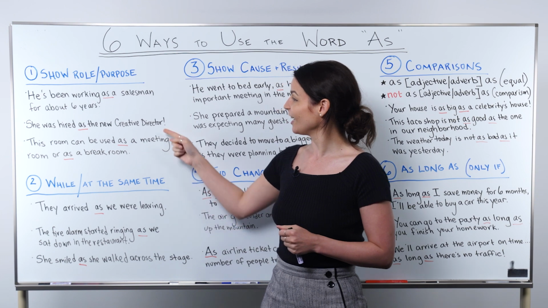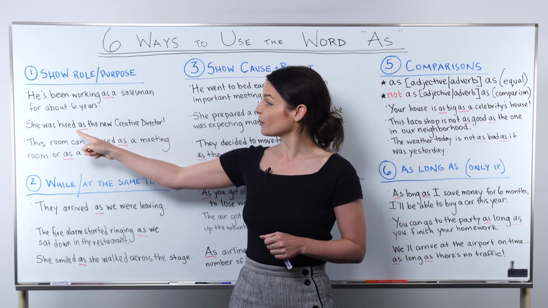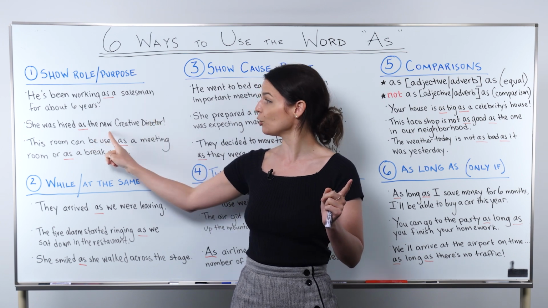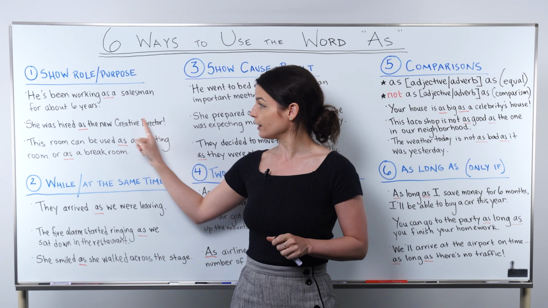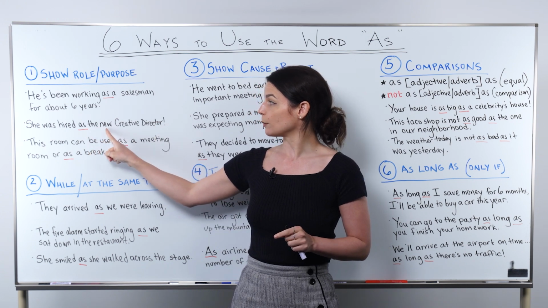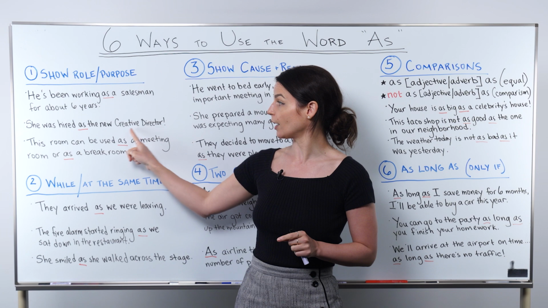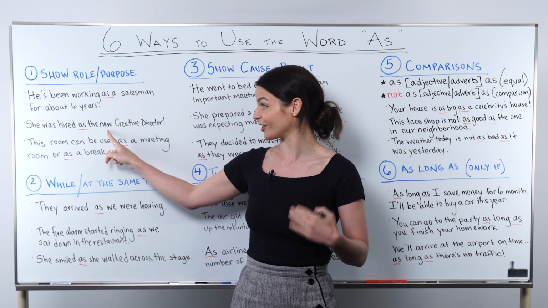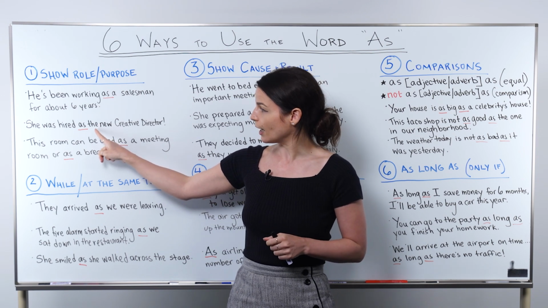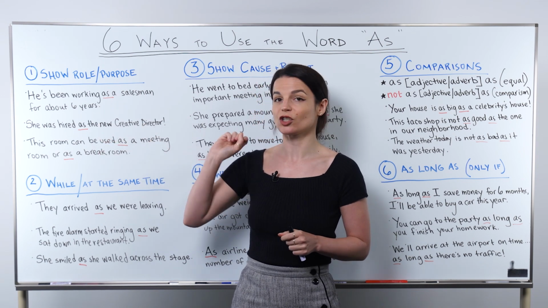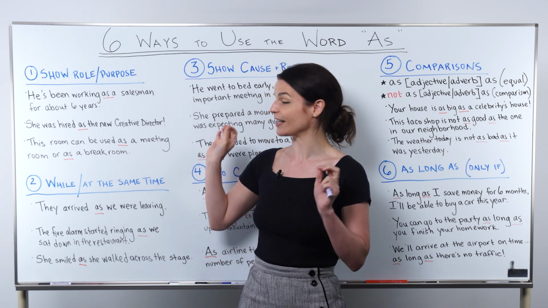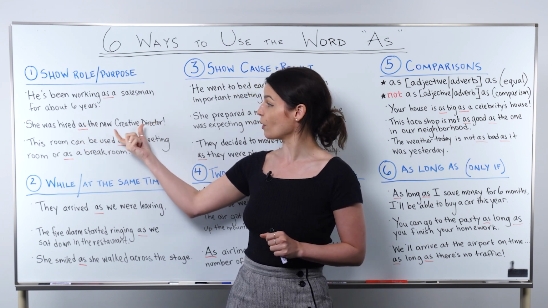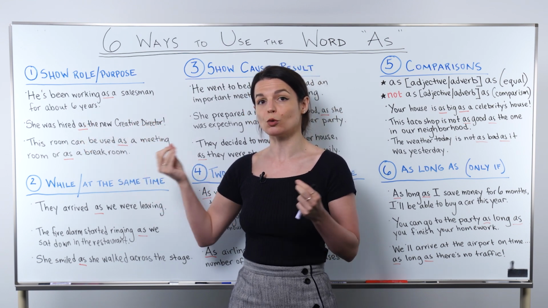We do the same thing in our second example sentence. She was hired as the new creative director. So in this case, we have "as the new creative director." This is the job title, creative director, and we have "new" to show it's a new position or a new role. We also have "the" here. So "the" shows that there's just one creative director. "As" comes before all of this. This is one phrase expressing this new role.